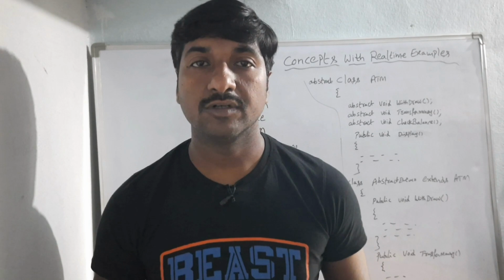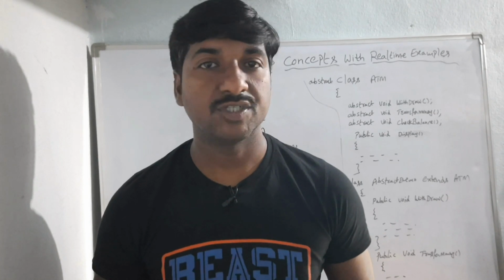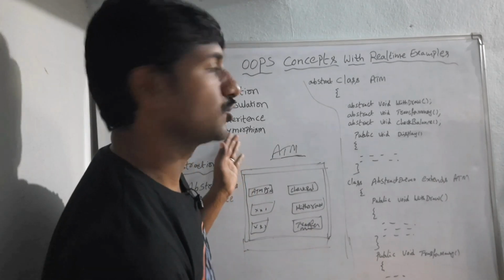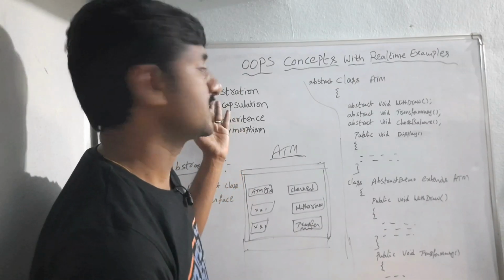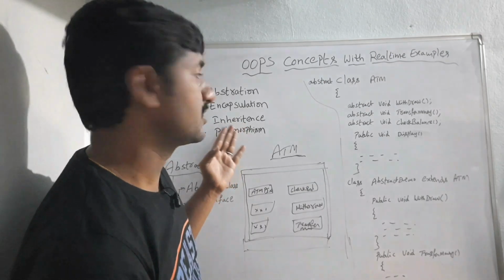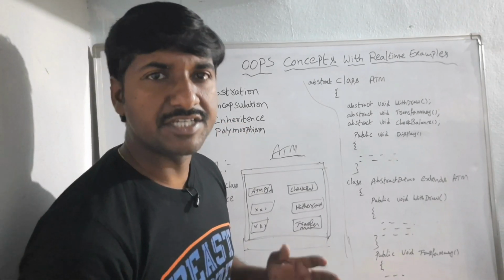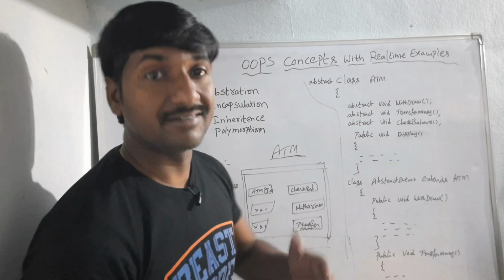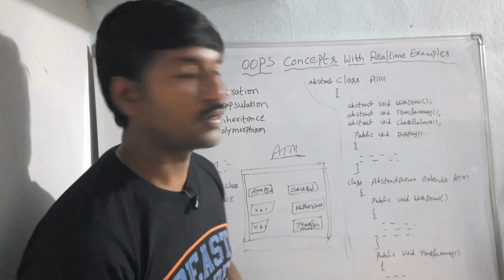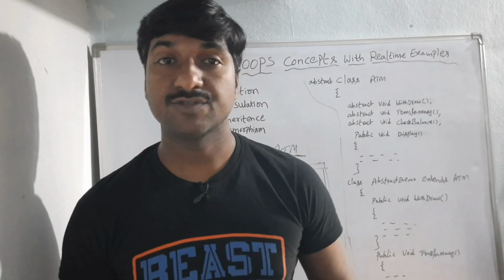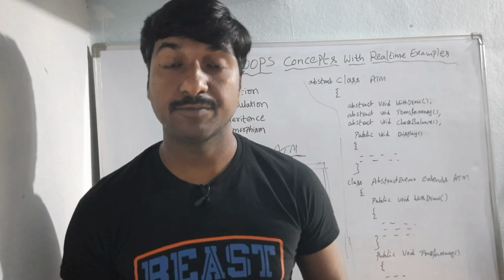Now we will talk about the major object-oriented programming principles. There are four major object-oriented principles: abstraction, encapsulation, inheritance, and polymorphism. I will explain them in an easy way by taking real-time examples. First, let us talk about abstraction. Abstraction is one of the fundamental object-oriented programming principles.